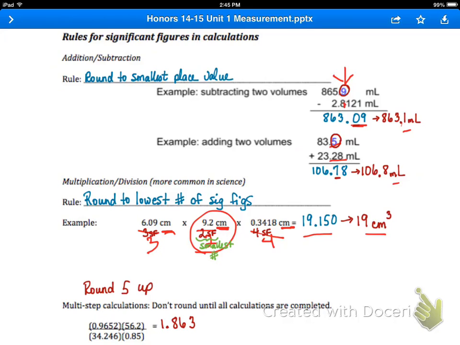So the rule on rounding is I want to round 5 and up to the next number. Okay. So if I were reporting 3 sig figs here, I'd report this as 19.2 because this 5 will round up.